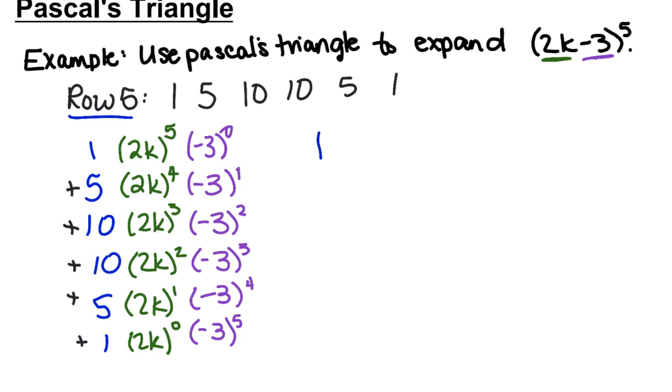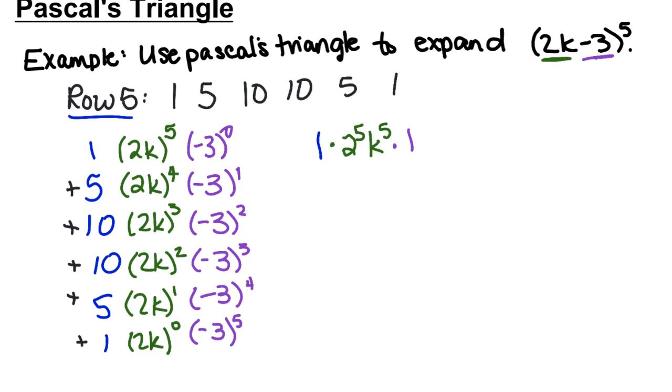1 didn't do anything. In terms of exponents, this is going to be 2 to the 5th, k to the 5th, because that's the property of exponents. If I have 2k quantity raised to the 5th, then the 2 and the k both get the 5. And then anything to the 0 power is 1.